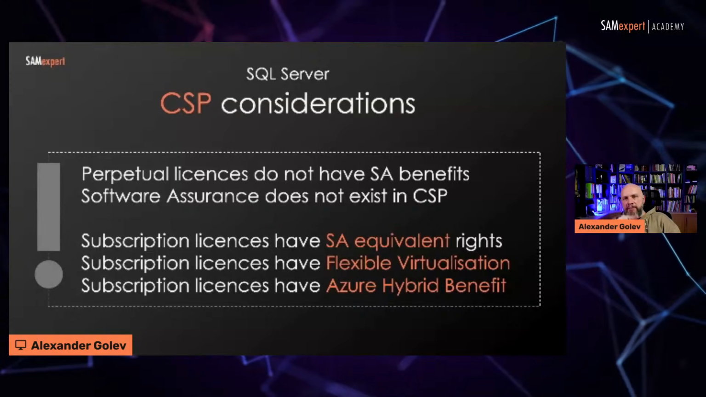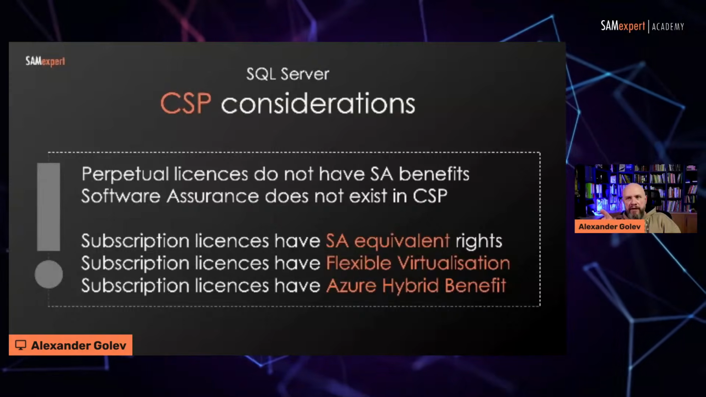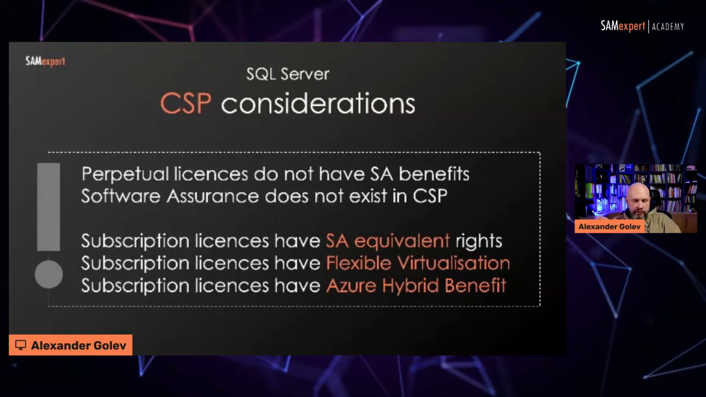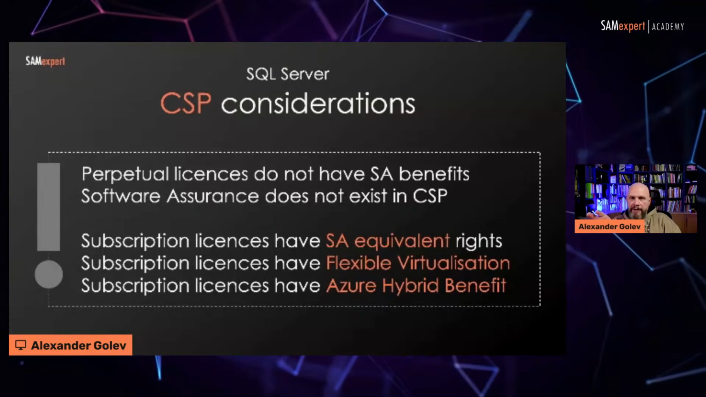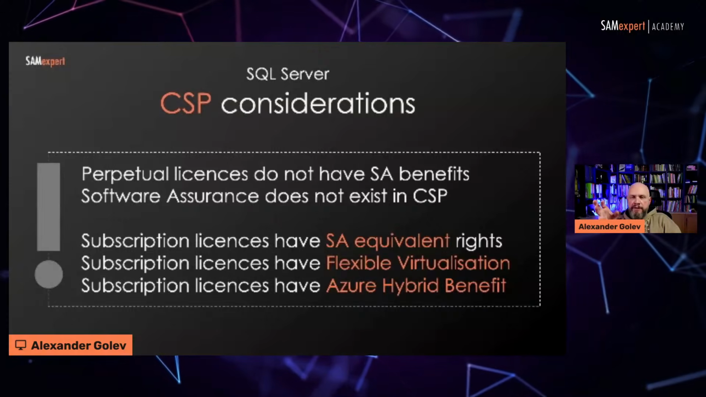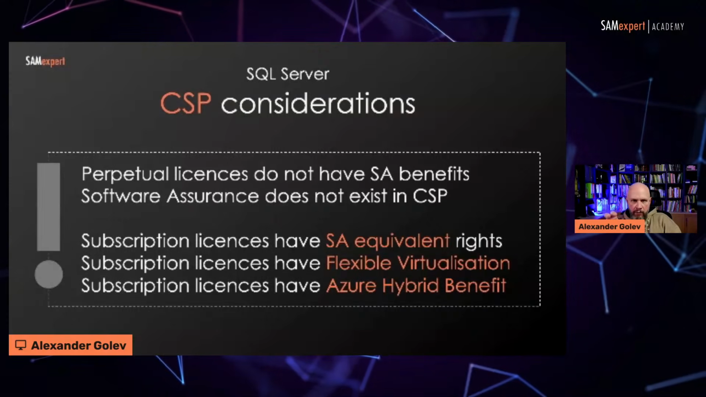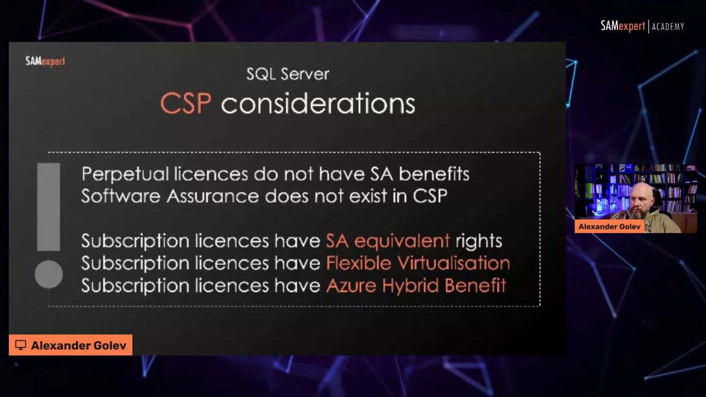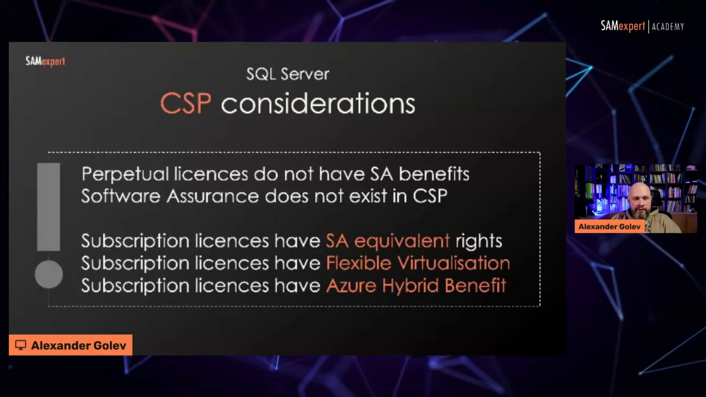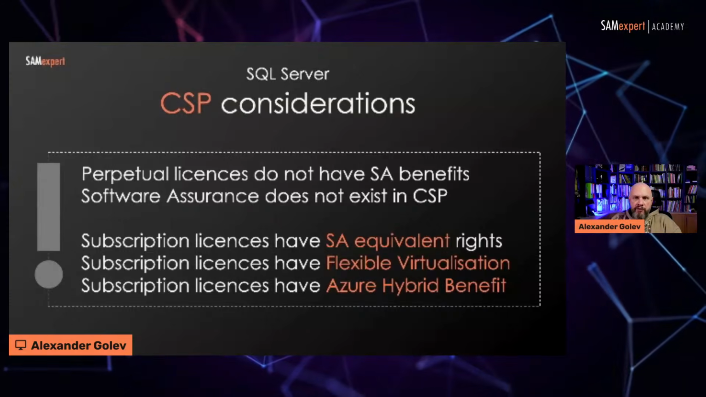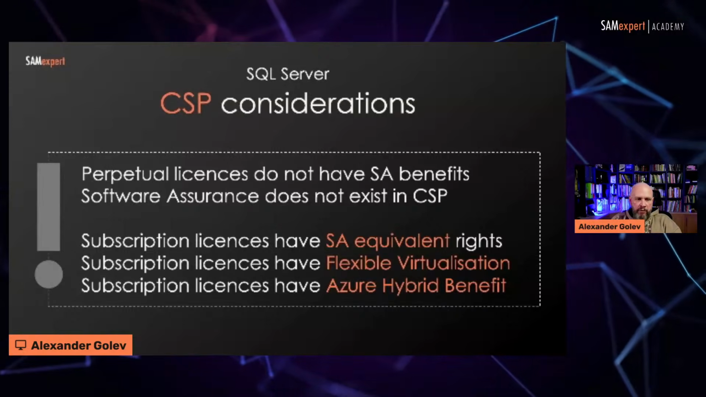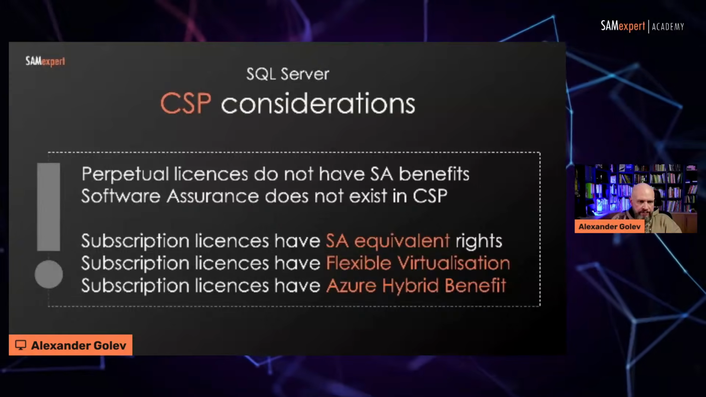Software assurance does not exist in CSP. However, subscription licenses have equivalent rights. They have flexible virtualization, they have Azure Hybrid Benefit, they have equivalency to license mobility in server farms. So CSP subscriptions for SQL Server are almost equal to volume licenses with SA. So the bottom line on this slide is consider subscriptions first and perpetual licenses only when you know what you're doing. And that'll probably be like 1% of you.